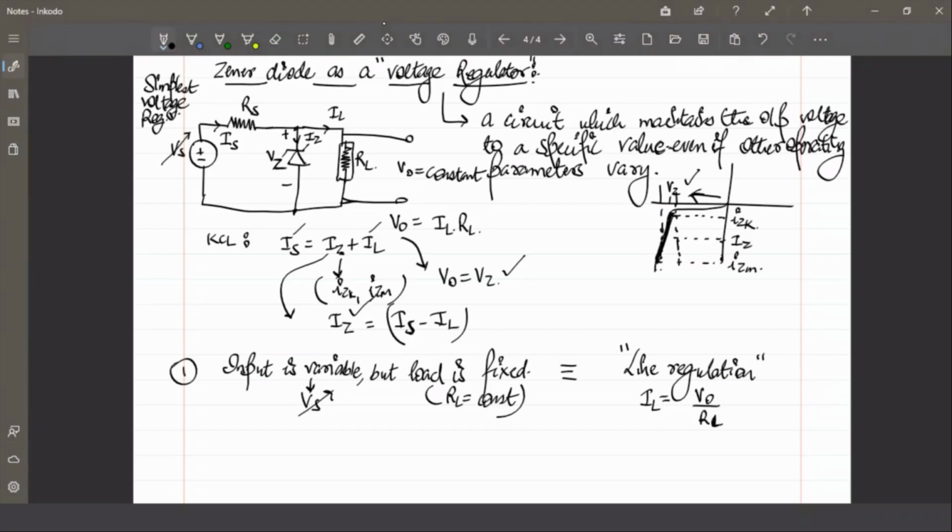So whenever it is working in the breakdown region in the regulator mode, this output voltage will be equal to Vz in this specific region. Output voltage is equal to Vz, so IL is equal to Vz divided by RL. Now these both are fixed, that means IL is fixed. That is the meaning of the load is fixed. RL is fixed, so IL will be fixed here.